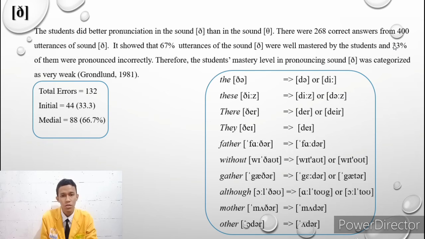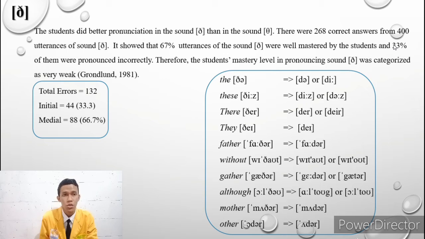And then the student did better pronunciation in the sound th than in the sound th. It shows that 67% utterance of the sound th were well mastered by the student. Therefore, the student mastery level in pronouncing sound th were categorized as very weak. Total error are 132, happen in initial and medial position, mostly happen in the medial position.